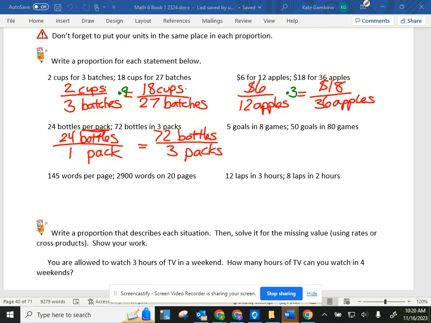How do we know this is a proportion? If I multiply 24 by 3, I get 72. 1 times 3 gets me the 3. Let's look at our next one.